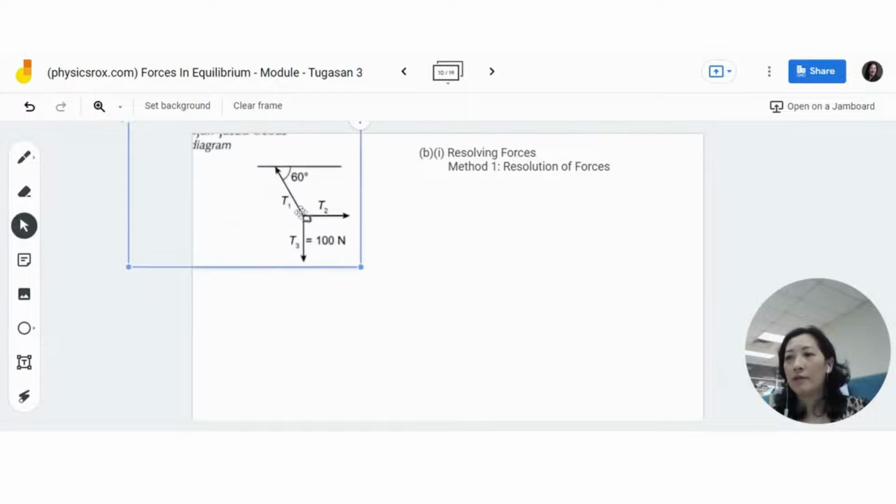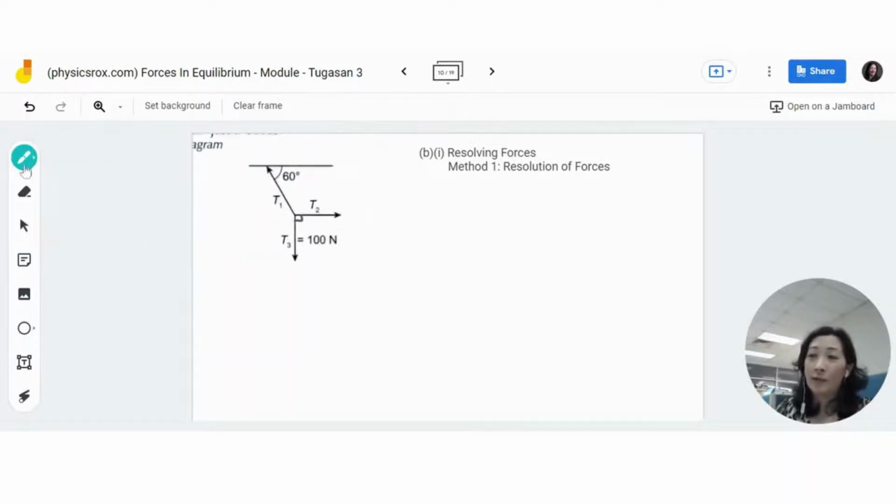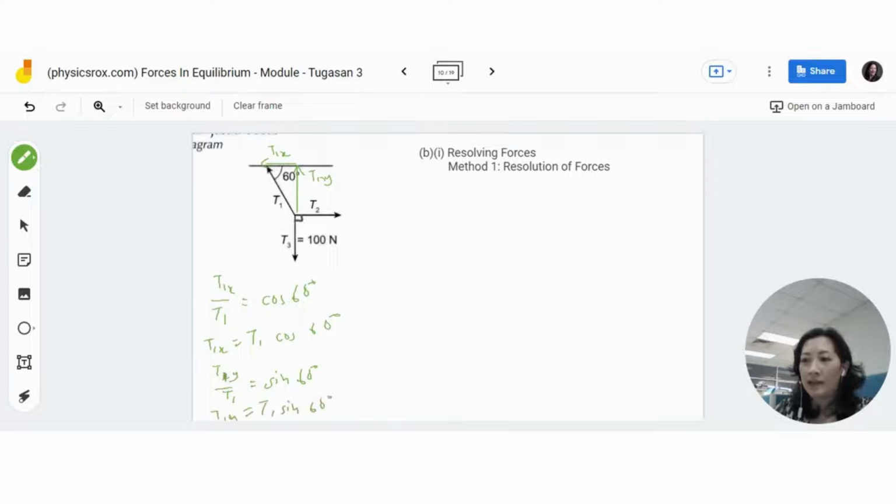So here, what we do is we resolve the force that's at an angle, which is T1. So T1x and that's T1y. My bad. T1y and T1x. So T1x, you can see is adjacent. So T1x over T1 gives us adjacent over hypotenuse, cos 60. And T1x will be T1 cos 60. T1y is opposite over hypotenuse, which is sine, so T1y equals T1 sine 60.